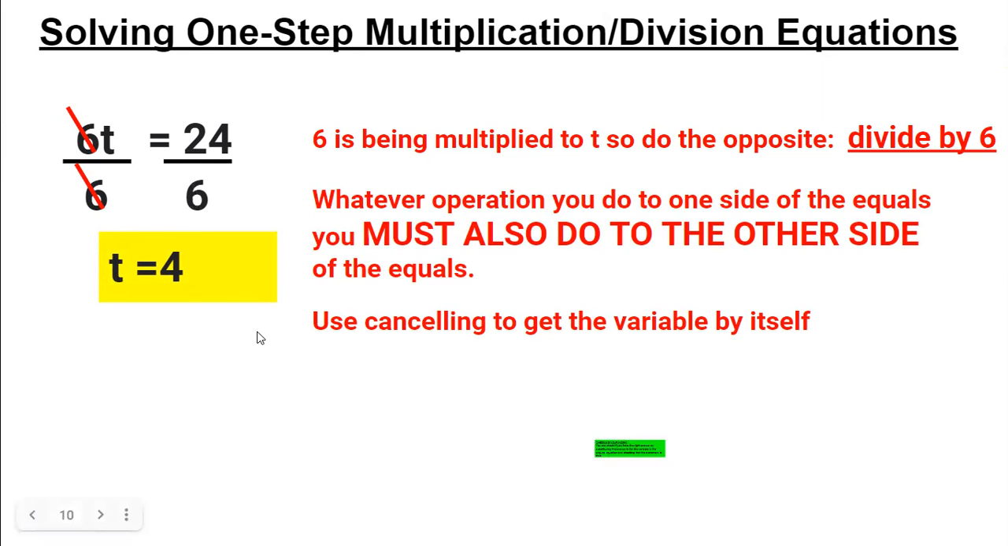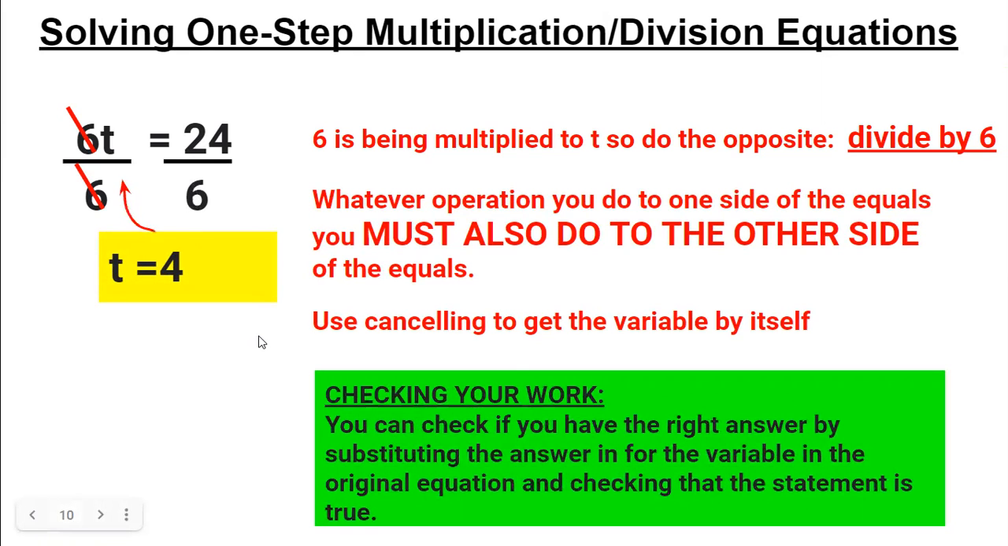So t equals 4, and we can check that by plugging in 4 for t and seeing what we get. 6 times 4 is 24. It's true.